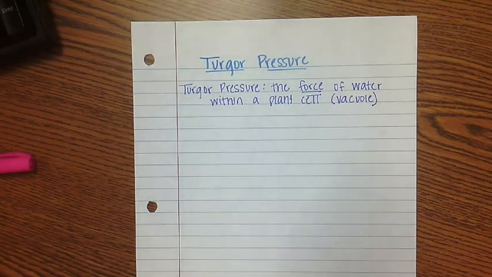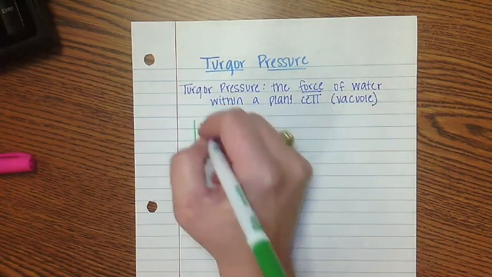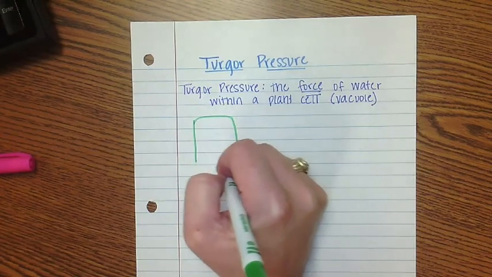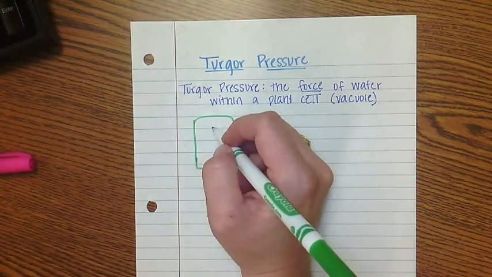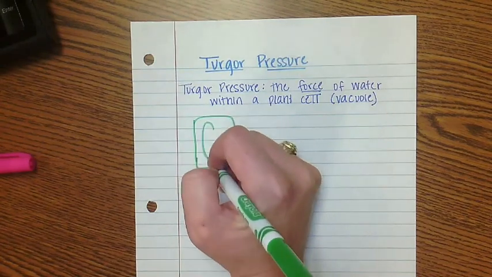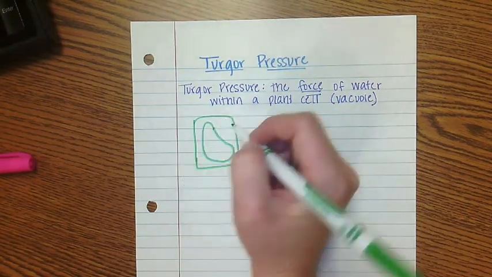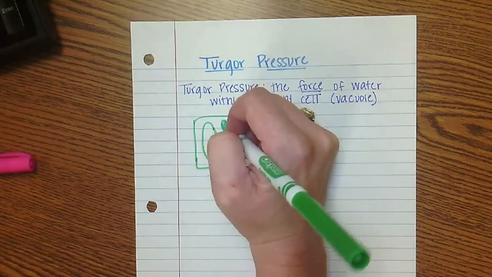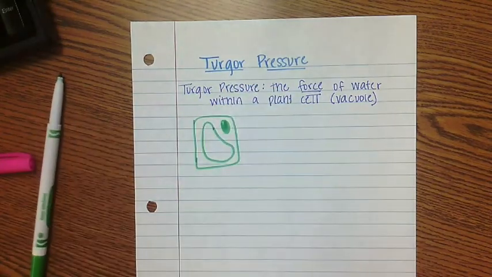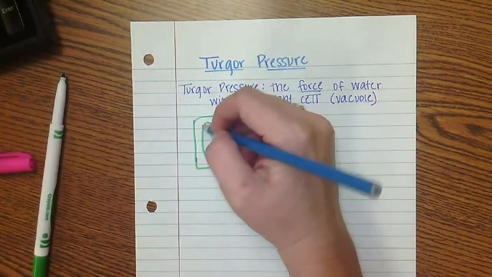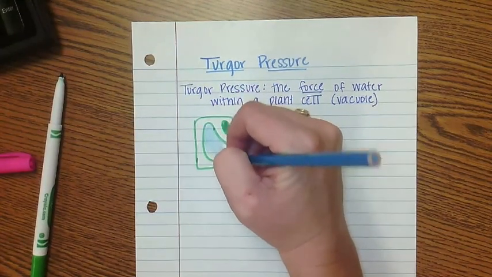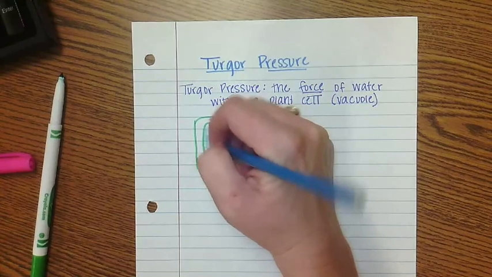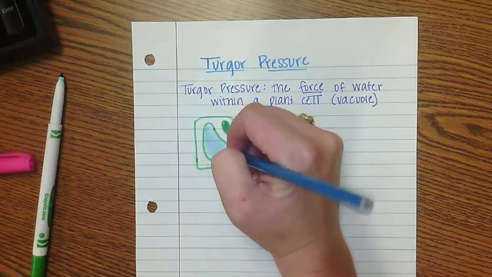So let's draw a little plant cell here. Remember, our plant cells are typically square looking, and the plant cell has a really large vacuole in it. So there's my plant cell, and I'm going to draw a nucleus for fun. And inside my plant cell, or inside the vacuole, I should say, is water. So we're going to use blue to denote water. Okay?